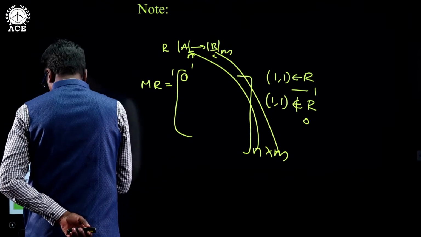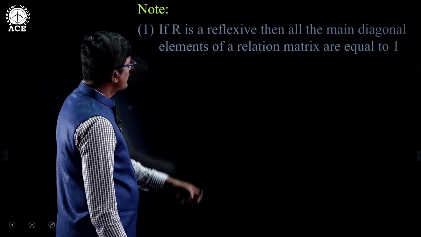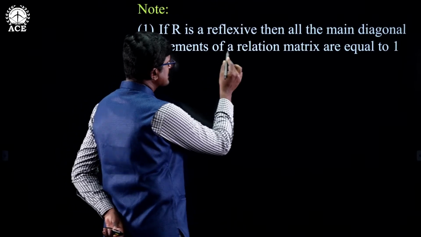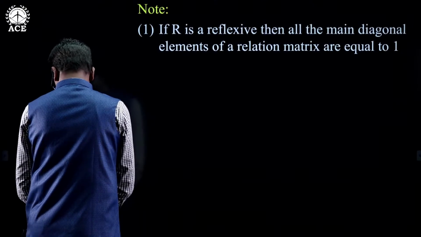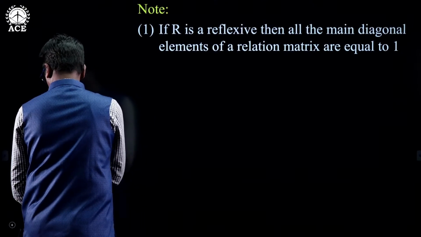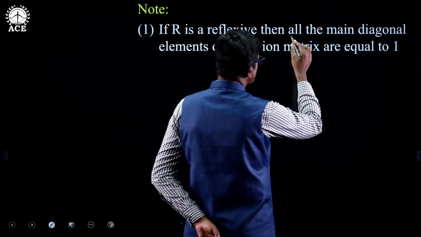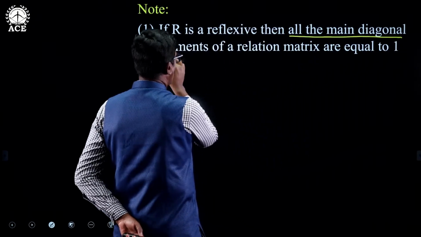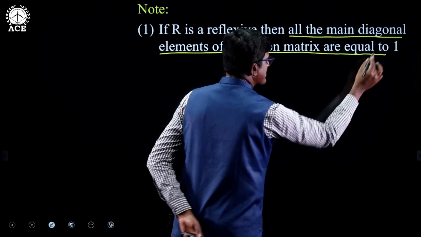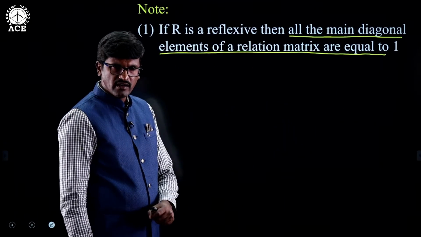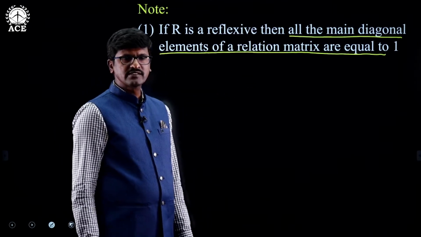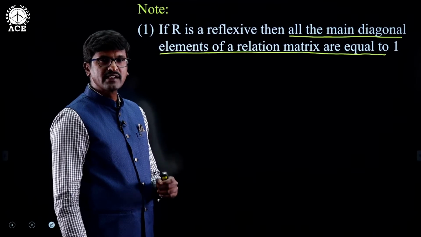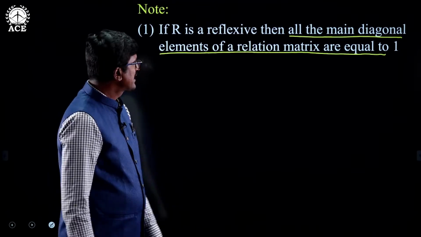Now let's see the first point. The first point says, if R is a reflexive relation, then all the principal diagonal elements, or main diagonal elements, of the matrix representation are equal to 1. If you take the matrix representation of the reflexive relation, that matrix will consist of only ones in the main diagonal.